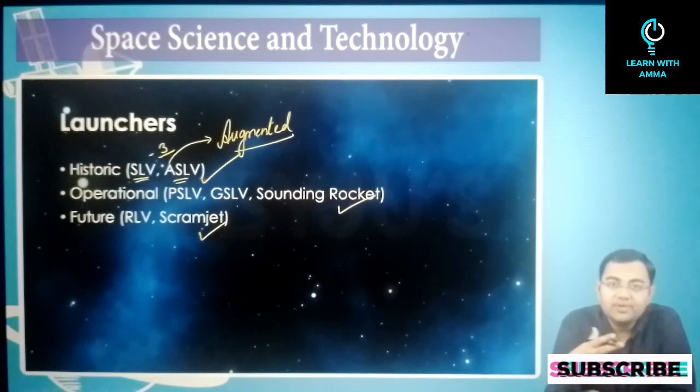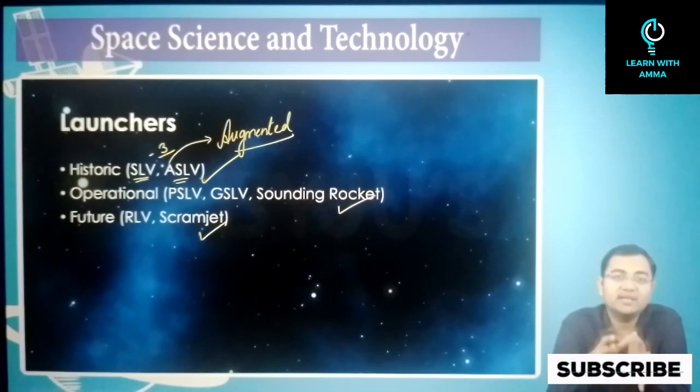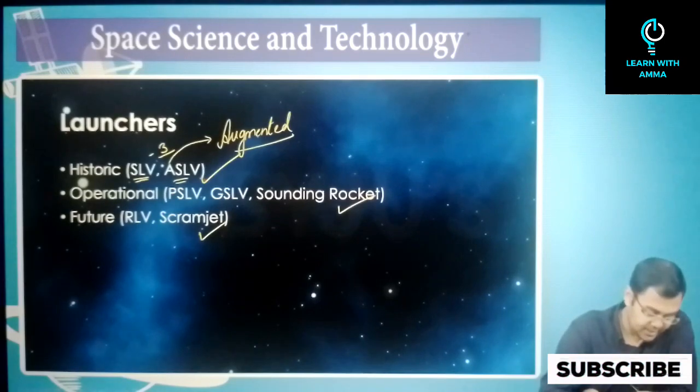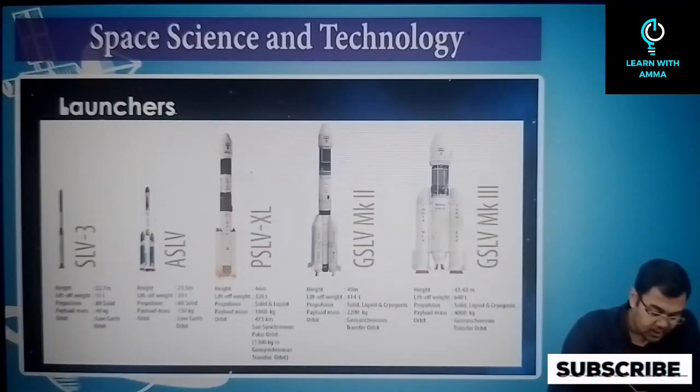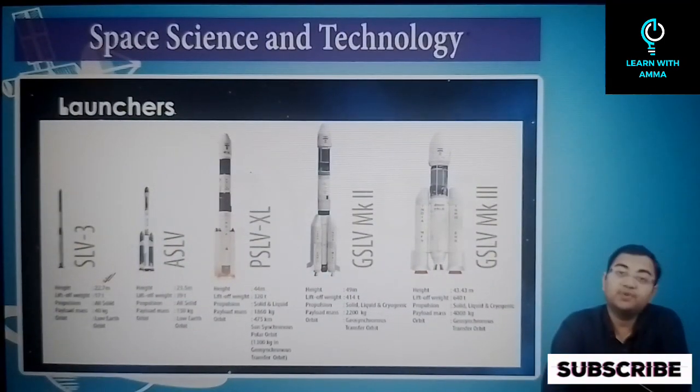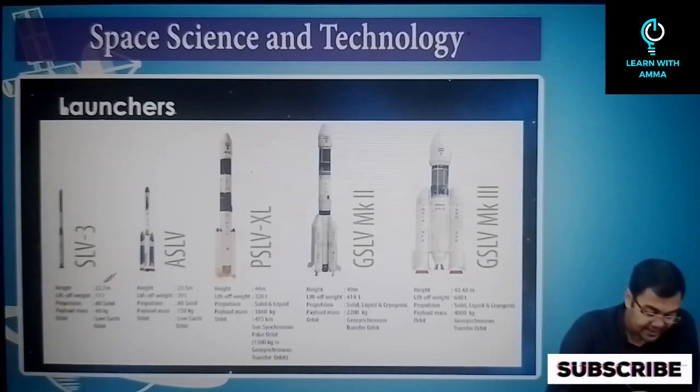Although this was not a launch vehicle which could be used for practical purposes, because most of the satellites being launched were very heavy, and SLV3 did not have the capacity to launch these satellites. If you look at this picture, the height of this satellite launch vehicle was 22.7 meters, the lift-off weight being 17 tons, the payload mass being 40 kg, and the orbit being low Earth orbit.